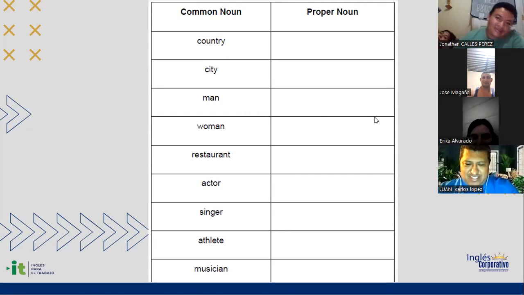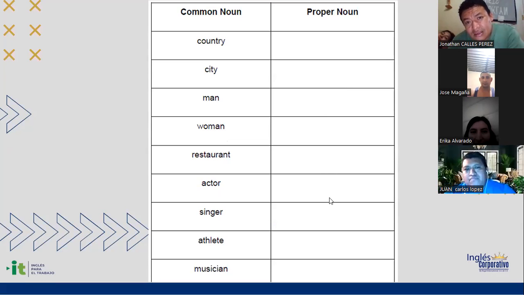Okay, good. So what I want you to see here is that these are examples of common nouns. Aquí están los ejemplos de los nombres comunes, right? Con minúscula. Y aquí los proper nouns. Bueno, no se ven, obviamente, pero todos son con mayúscula, ¿ok? Understand? So, common nouns, nombres comunes, minúscula. Proper noun, mayúscula, ¿ok? Good, let's continue.